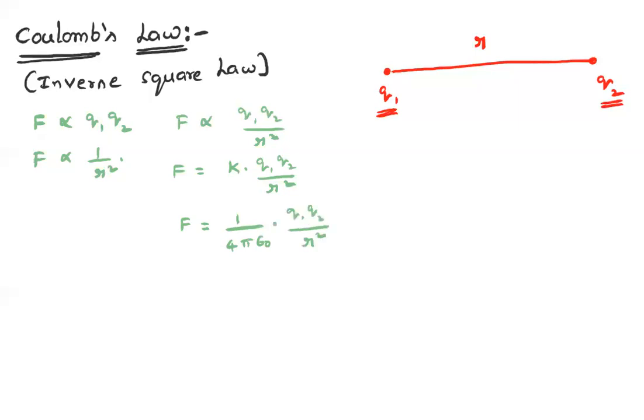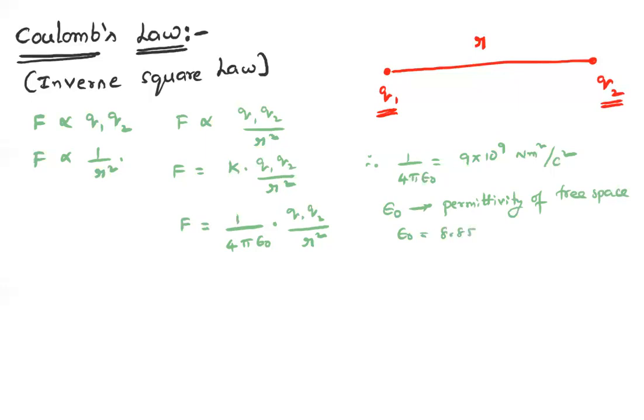The value of 1 by 4 pi epsilon naught is 9 into 10 to the power of 9 Newton meter square per Coulomb square. And epsilon naught is called the permittivity of free space or vacuum. Its value is 8.85 into 10 to the power of minus 12 Coulomb square per Newton meter square.